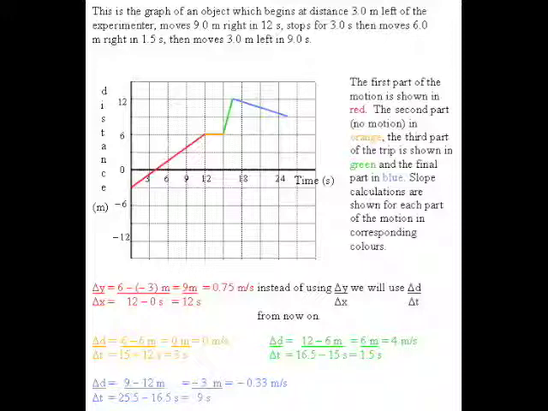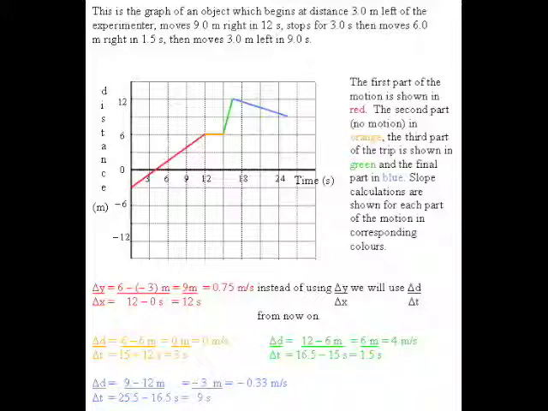It stops for 3 seconds, maintaining a constant distance from the observer, which we see in the orange line. Then the object moves 6 meters to the right in 1.5 seconds, the green line, and finally 3 meters to the left in 9.0 seconds.